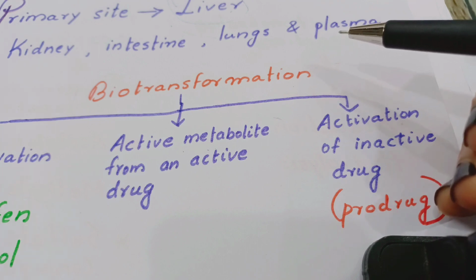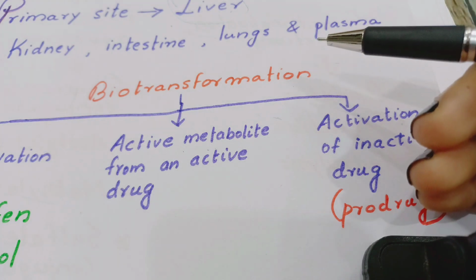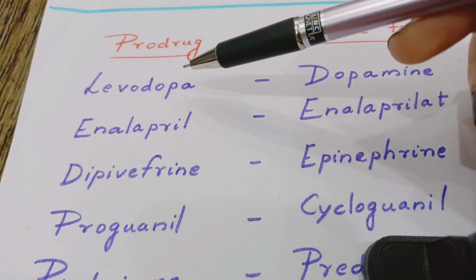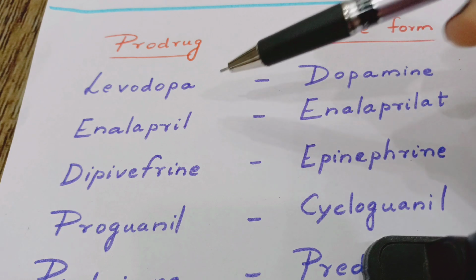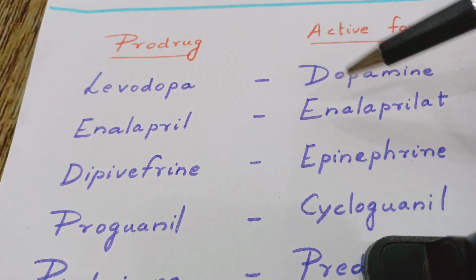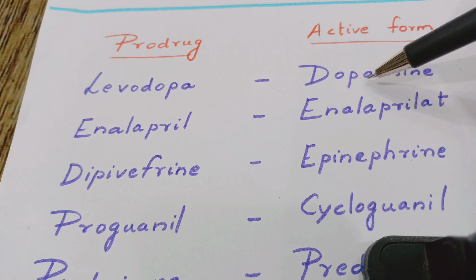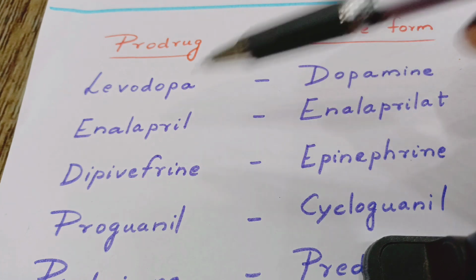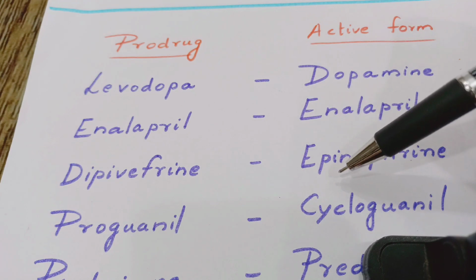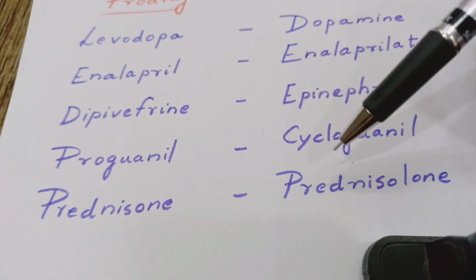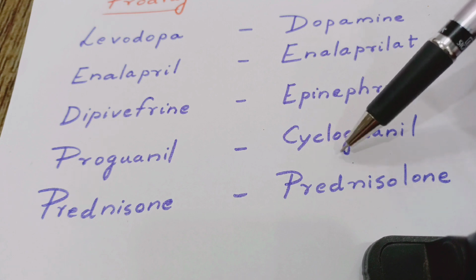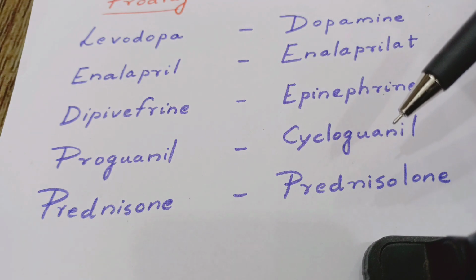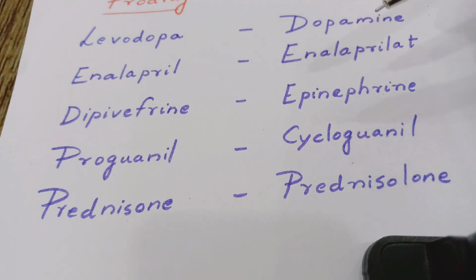Now let's take a look at some of the examples of prodrugs which are converted to active form inside our body. So here we have prodrug on this side and active form here. First drug is levodopa. It is converted to dopamine inside the body, which is the active form. Enalapril to enalaprilat, dipivefrin to epinephrine. Proguanil is converted to the active form cycloguanil. Prednisone to prednisolone. So these are some of the examples of prodrugs and their active forms.